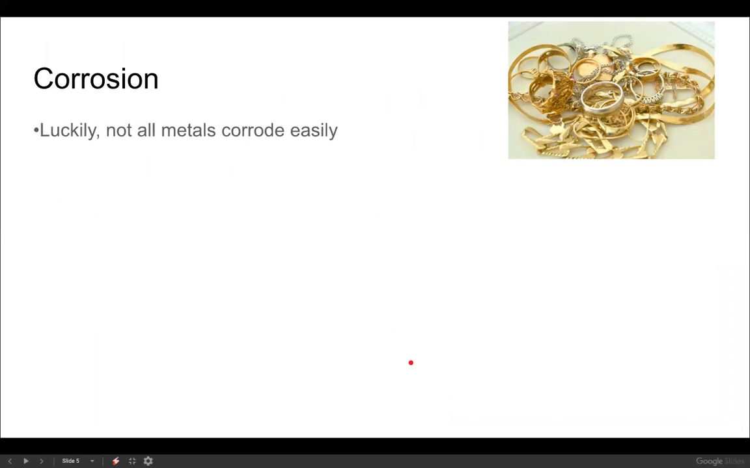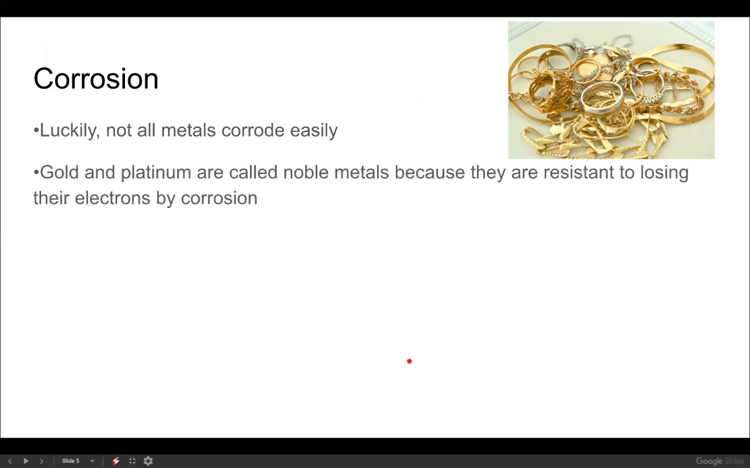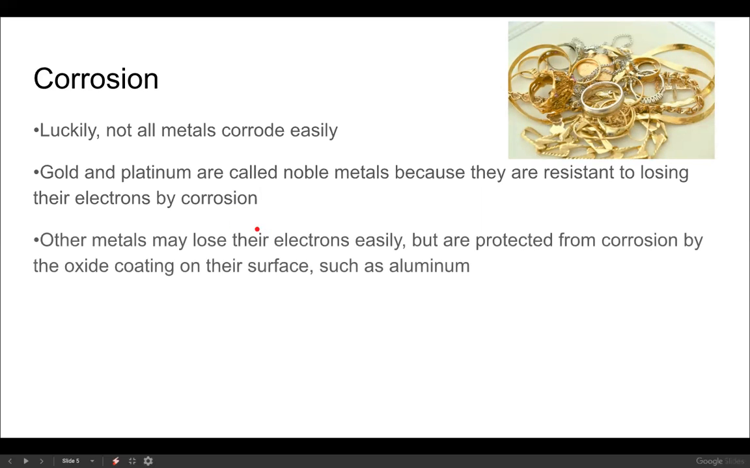So corrosion continued. Luckily, not all metals corrode easily. Gold and platinum are called noble metals because they are resistant to losing their electrons by corrosion. Other metals may lose their electrons easily, but are protected from this corrosion by the oxide coating on their surface, such as aluminum. And this is why you see aluminum used outside for exterior structures a lot, because if we oxidize the outside of aluminum, it's perfect.